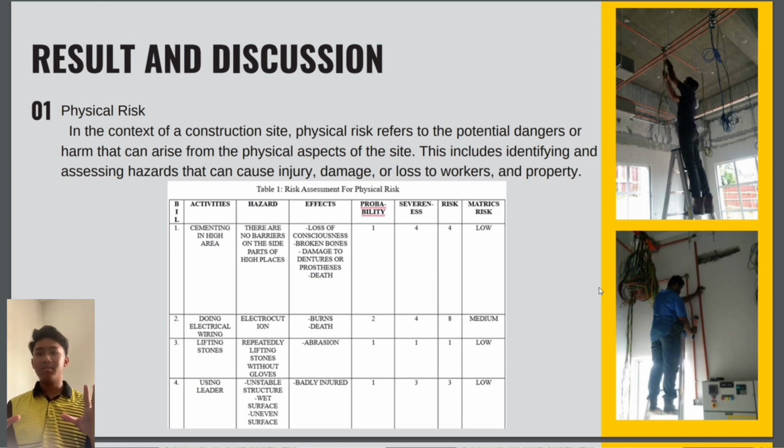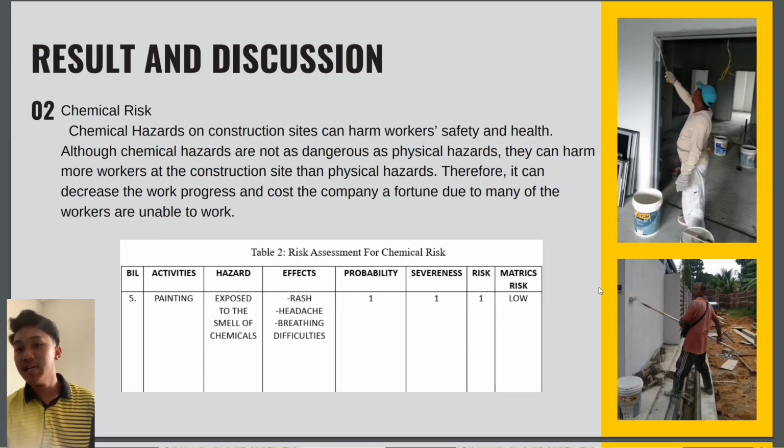For the first, it is unstable structure. Second is wet surface, and last but not least is uneven surface. So it can make the worker fall and badly injured. So second result is chemical risk.